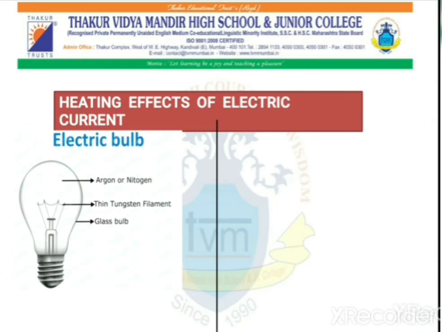An electric bulb consists of a thin tungsten filament at the center. Now this filament is made up of a thin metal. So when the current passes through the metal, it gets heated up and light is emitted because of that heat. So that is called the heating effect of electric current. The next application of heating effect of electric current is the electric iron.